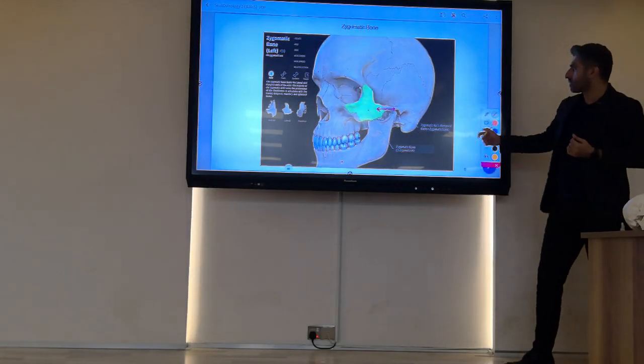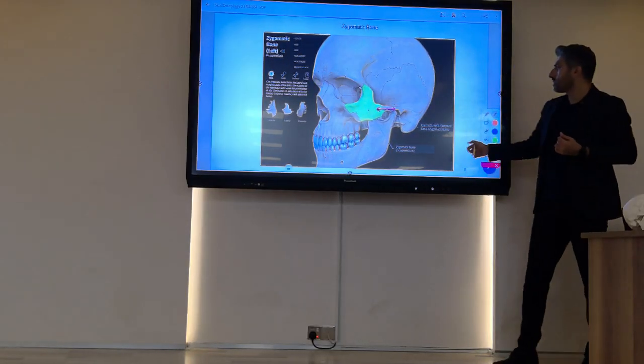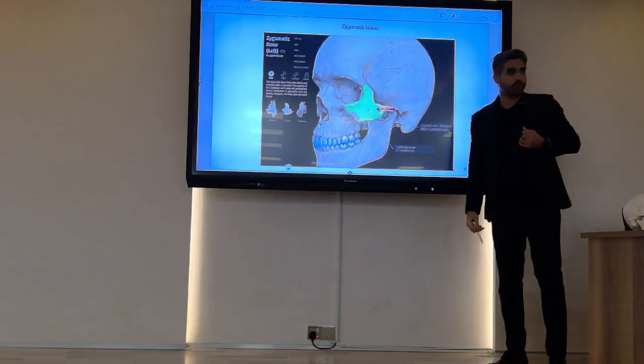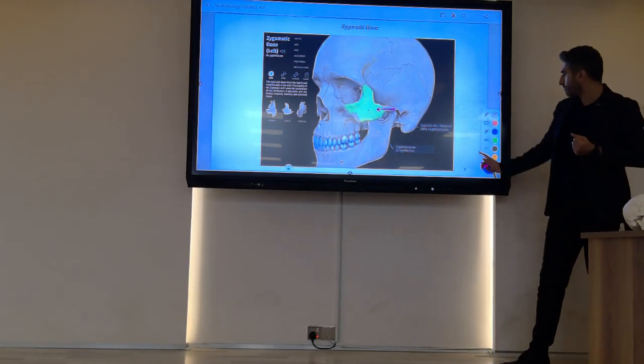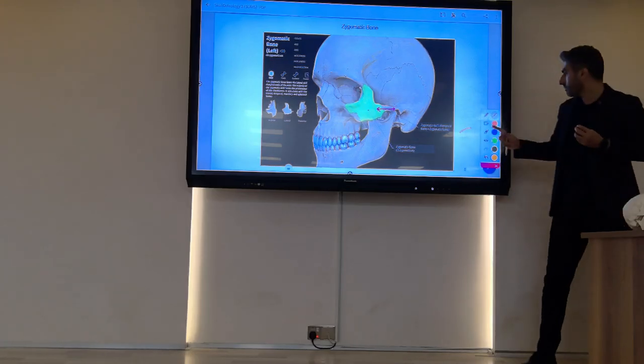You can see that. Look at the zygomatic arch here. I told you, the temporal process of the zygomatic bone and the zygomatic process of the temporal bone make the zygomatic arch. Because this bone is in the lateral side of the face, fracture of this bone is common. You can see that it's in the lateral side of the face.